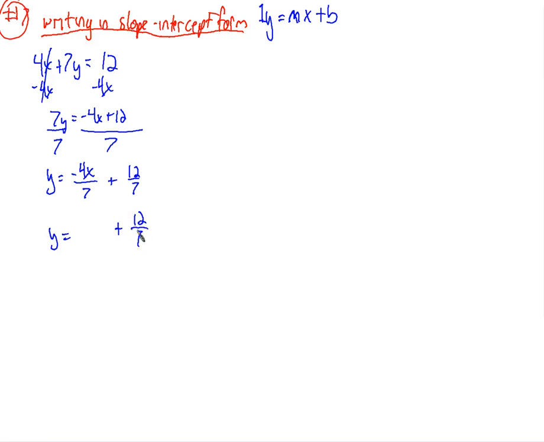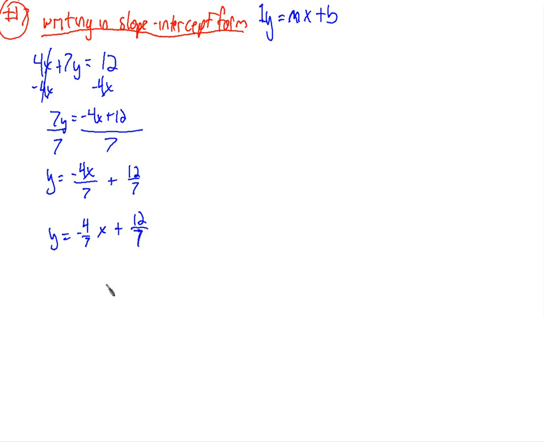12/7. And this guy right here, we want to write it as mx, a number times x. Negative 4x over 7 is the same as negative 4 over 7 times x, because if you take x over 1 and multiply these back together, you'd have negative 4x over 7. Negative 4/7 x clearly shows us here is the slope. So that's one example of getting an equation in slope-intercept form.